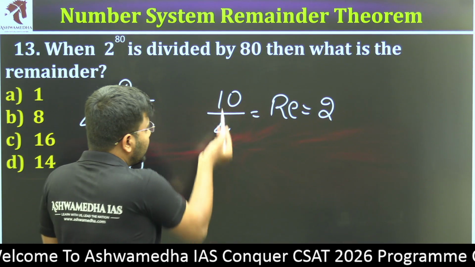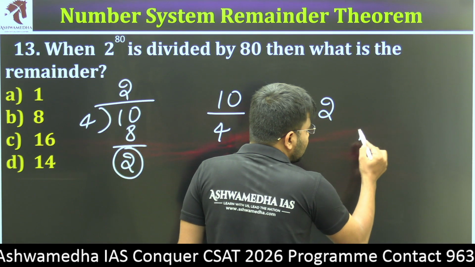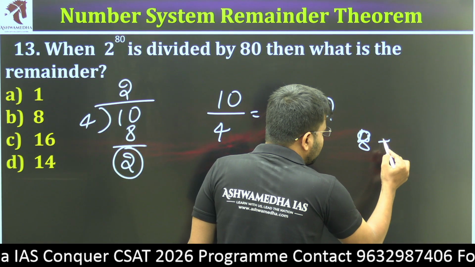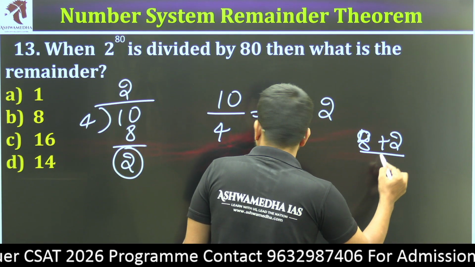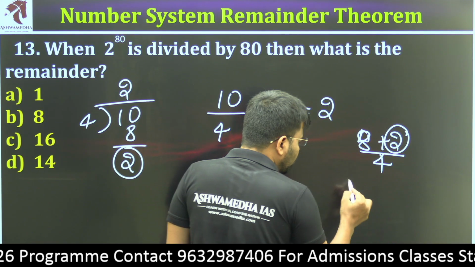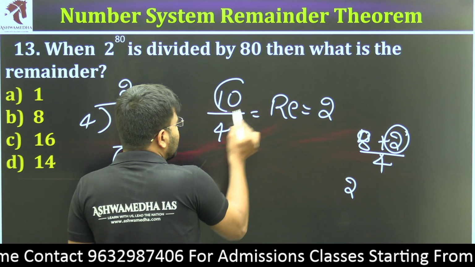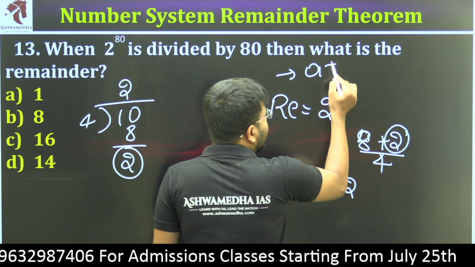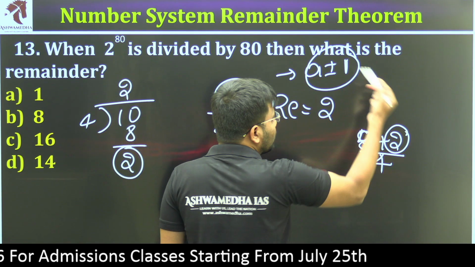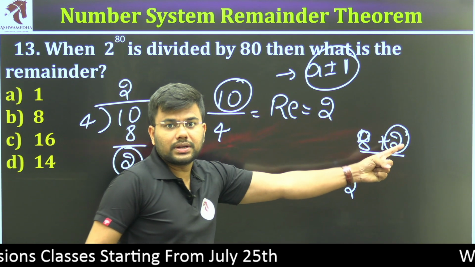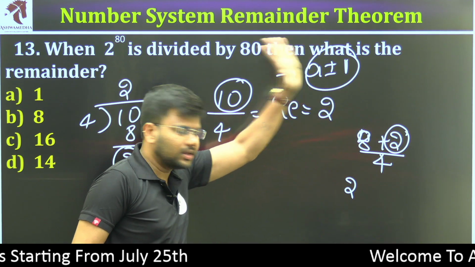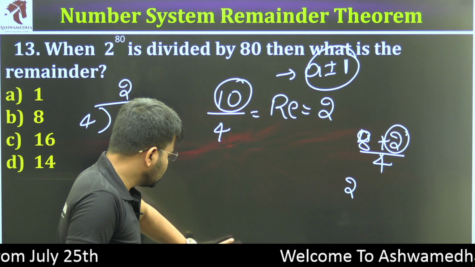Again, 10 can be written as 8 plus 2 divided by 4. What will be the remainder? 2 will be the remainder. That is, any number will be written in the form of a plus or minus 1 or 2. It would be easier, you can find out that. That is, if it is power means it would be difficult. So I hope you have got this thing, you have understood.